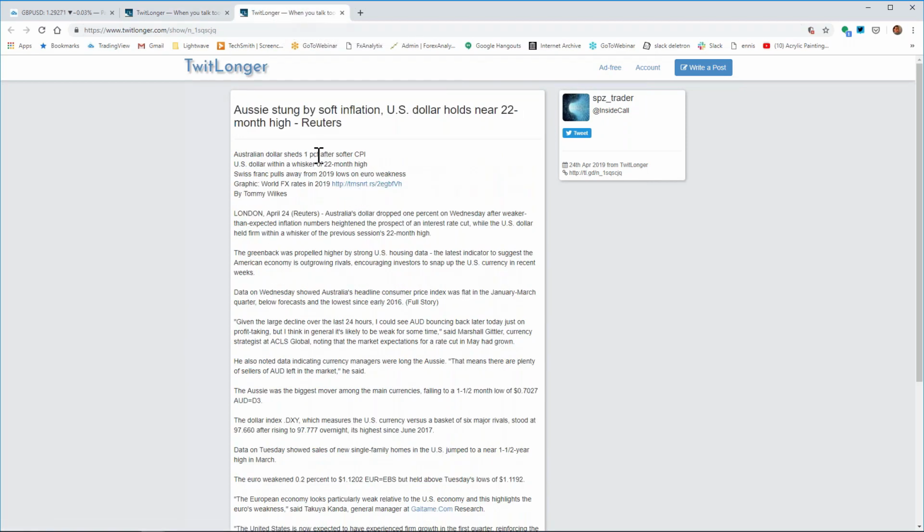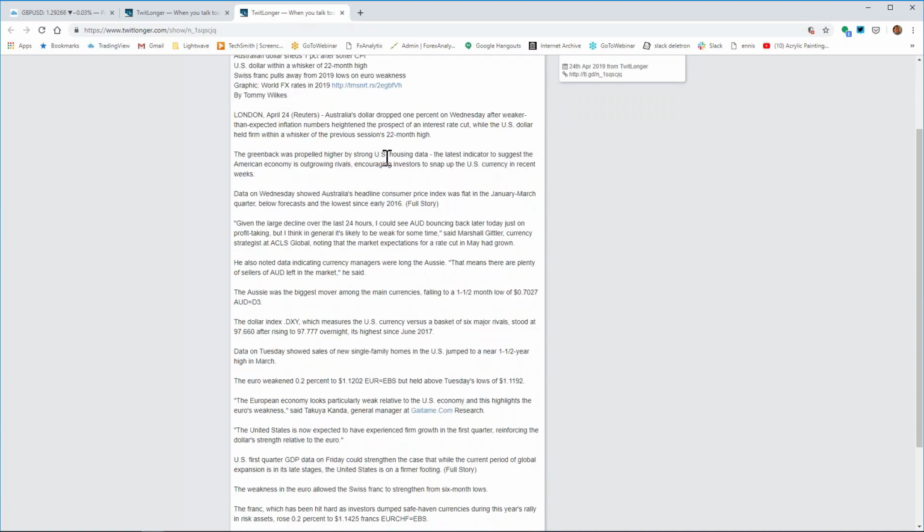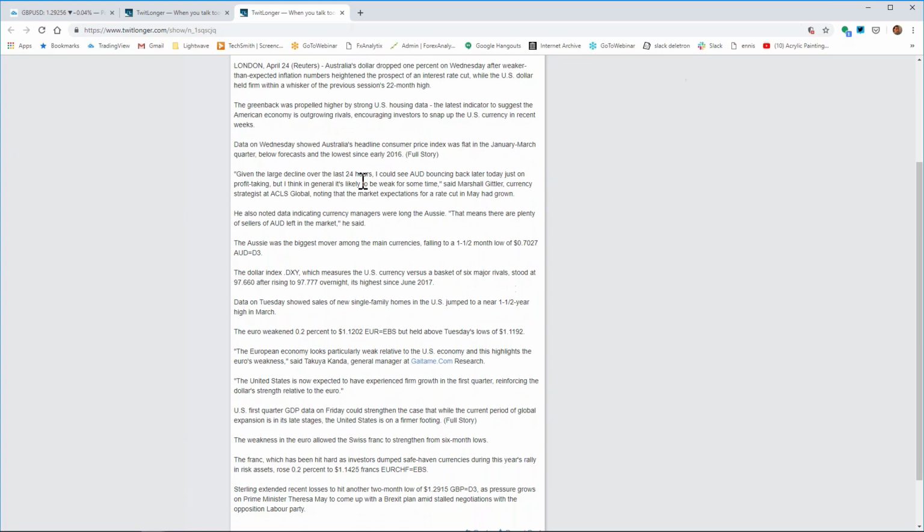Speaking of which, look: Aussie stung by soft inflation, U.S. dollar holds near 22-month high. The Australian dollar dropped 1% on Wednesday after weaker than expected inflation numbers heightened the prospect of an interest rate cut, while the U.S. dollar held firm within a whisker of the previous session's 22-month high. The greenback was propelled higher by stronger U.S. housing data, the latest indicator to suggest the American economy is outgrowing rivals, encouraging investors to snap up the U.S. currency in recent weeks. Data on Wednesday showed Australian headline consumer price index was flat in January through March, below forecasts and the lowest since early 2016.